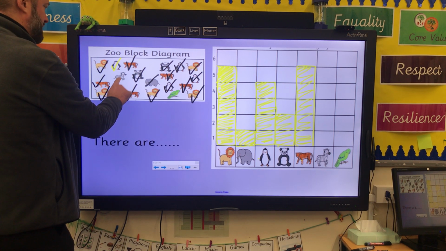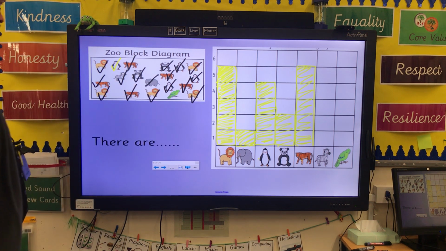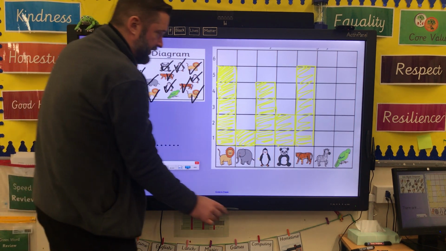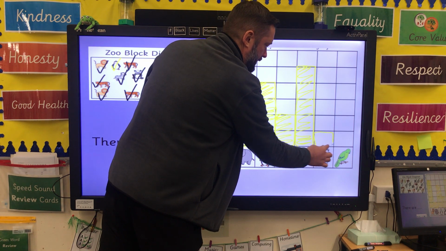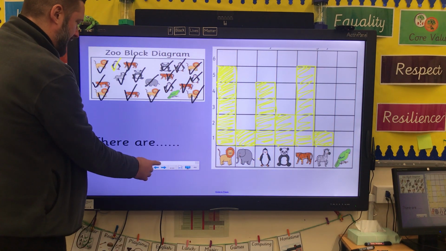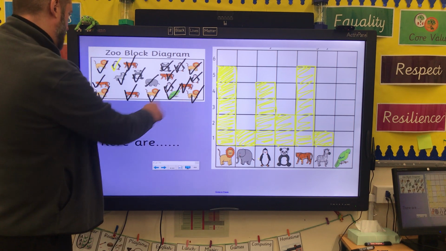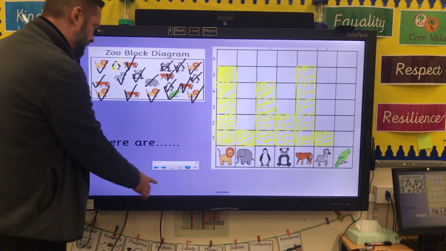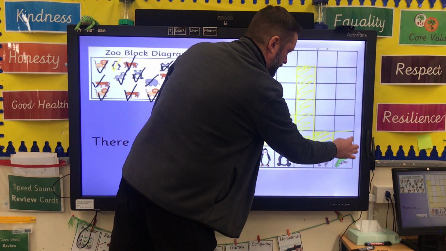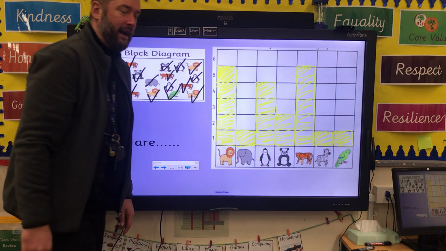I'm going to do zebras next. 1, tick tick. 1, that's it. Nice and easy. Back onto yellow. That's just 1 square. So there is 1 zebra in the zoo. And finally, we've got parrots to count. There's 1 there. Amazing. Just 1 parrot in the zoo. Back to my colour. So there is 1 parrot in the zoo.